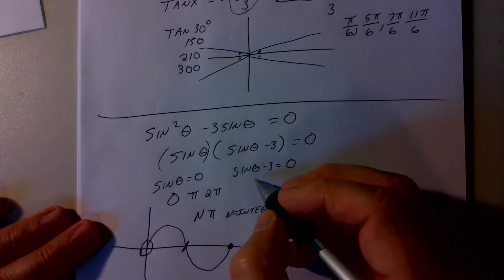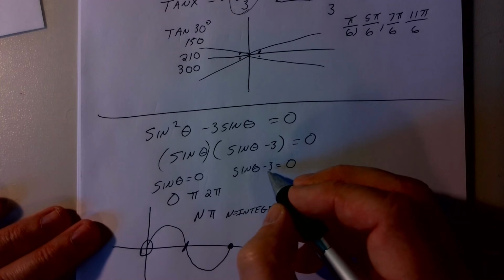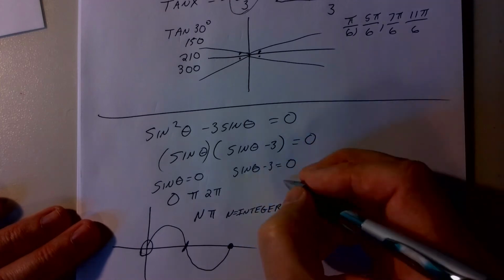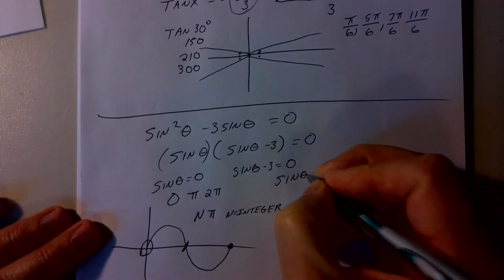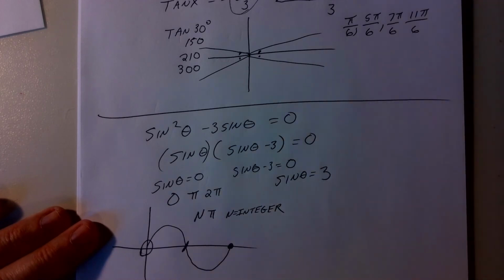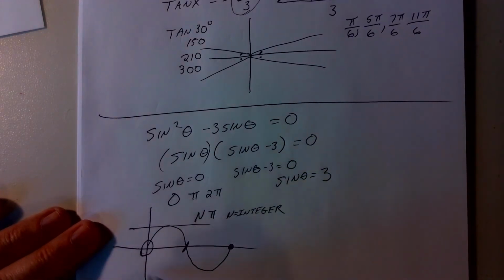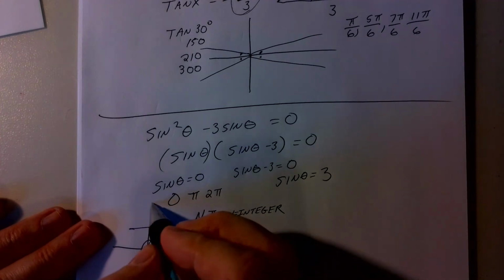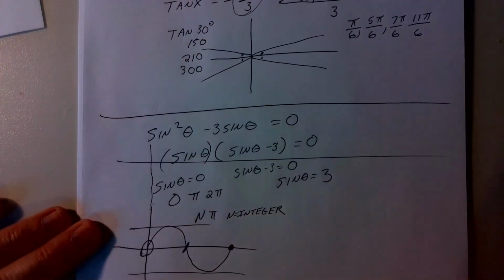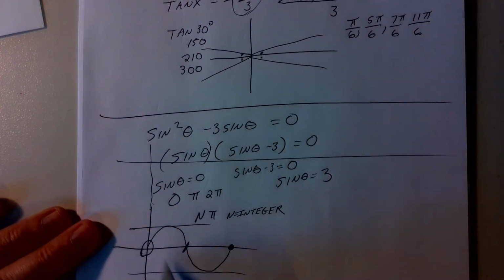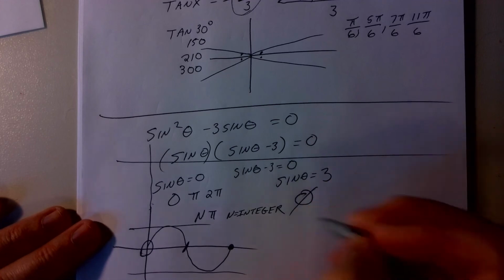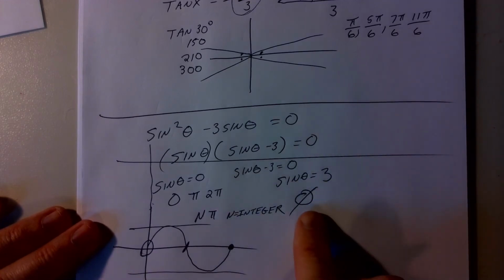Okay, so now let's try the next one. Where are the other solutions? Where does sine theta minus 3 equals 0? Well, let's just move the 3 over, and sine theta equals 3. Well, this is 1, this is negative 1, and 3 is way up here. So where does this little wave down here touch that line way up there? It doesn't. It doesn't ever touch it. So that's what that would look like, and we just say there's no solution on that one.